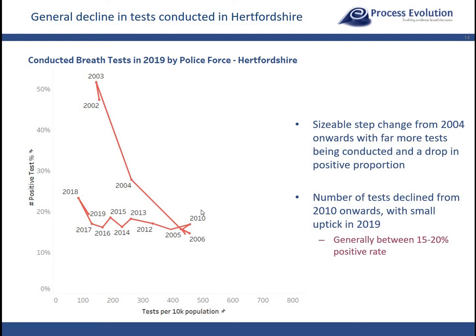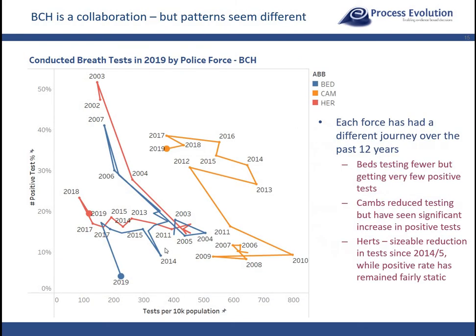Finally, if we overlay these three pictures on top of each other, we see the journey that each of these forces has taken throughout the last 12 years. But which is right? Is Cambridgeshire testing enough? Is Bedfordshire failing in their process with less than 10% positive? At this point, I don't have the answers, but going through this benchmarking process has generated many focused, pertinent questions.